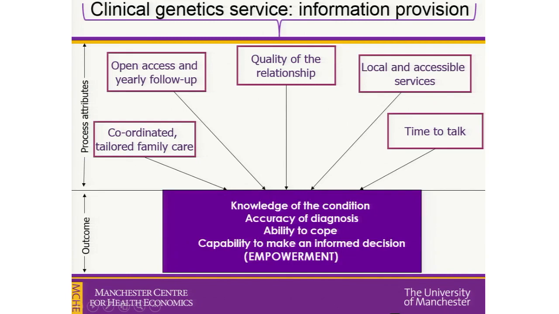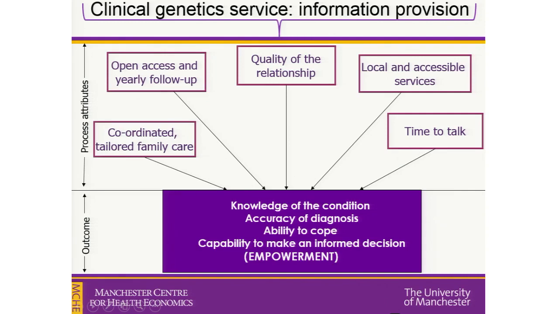And outcome was again defined in a complex way, so it was multi-dimensional. But within there, you can see this idea of having information about the knowledge of the condition, having an accurate diagnosis, helping them to cope. And I've added this phrase, capability to make an informed decision. So are they able to use all that information within their family unit to go out there and function in a cognitive and capable way? So Marion called this empowerment. I prefer the phrase capability.